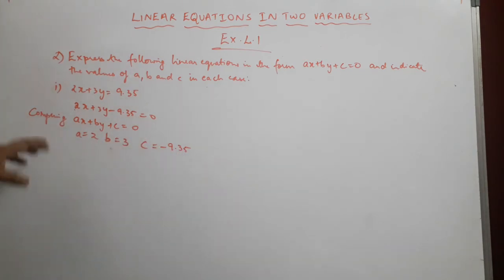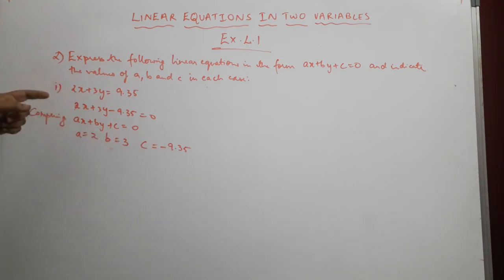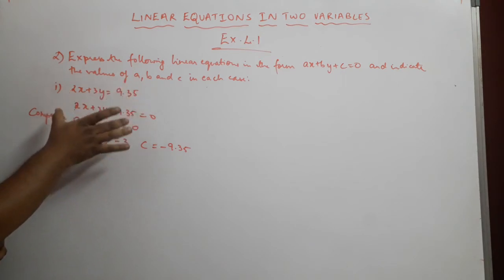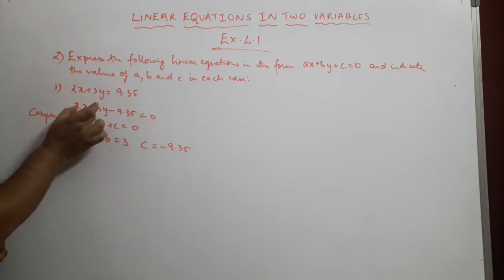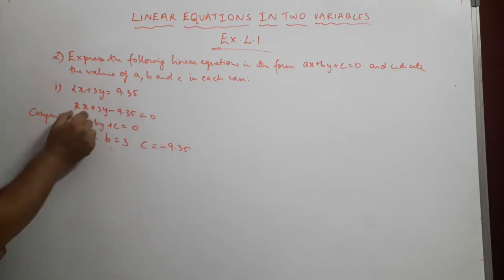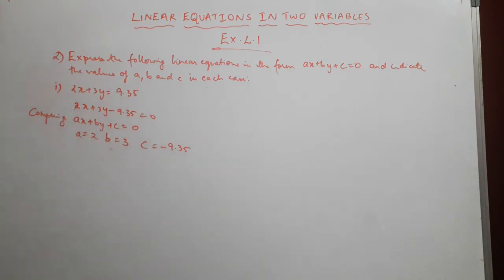We are asked to indicate the values of A, B and C for each of these problems that are mentioned over here, and that's what we have. So I brought it from the given problem to the general form, that is ax plus by plus c equal to 0, and then compared the values and found out what is a, b and c and noted them down. Let's solve the next problem.